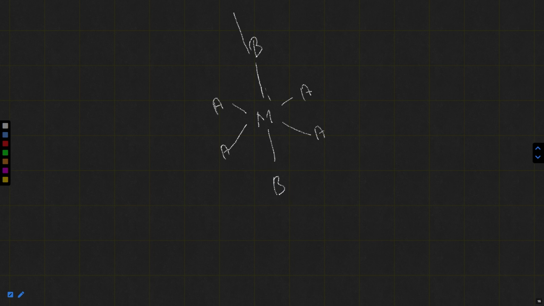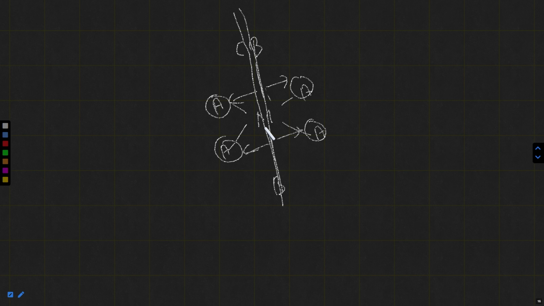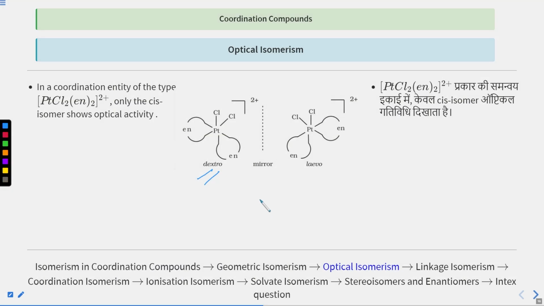Now, suppose you place a partition here. This B molecule is split into two parts. Similarly, there is A present on the adjacent side. Here is A and here is A. You can see that both of these have the same type of arrangement. On the left side we have the same thing, and on the right side in the same direction you will have the same thing. These three molecules are bifurcated and fall in the plane of symmetry. Now we can say that this will not show optical isomerism.